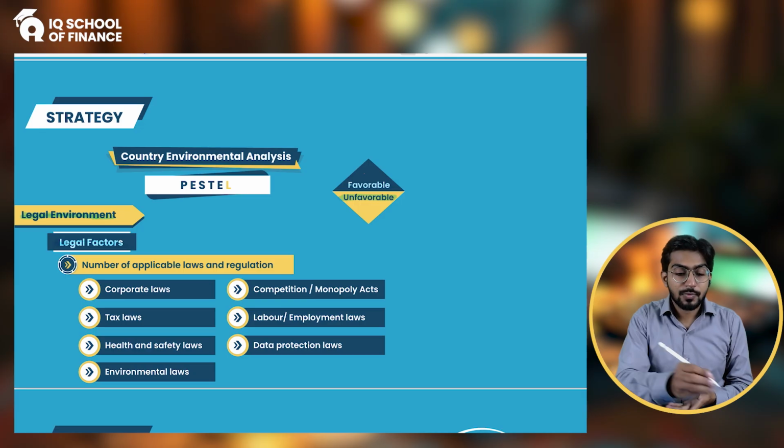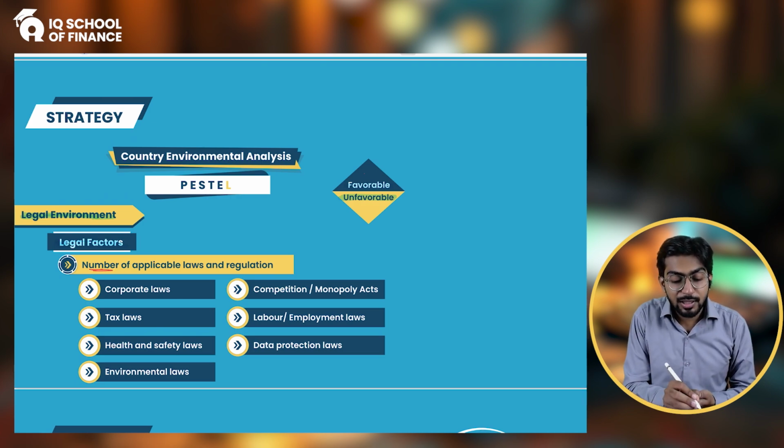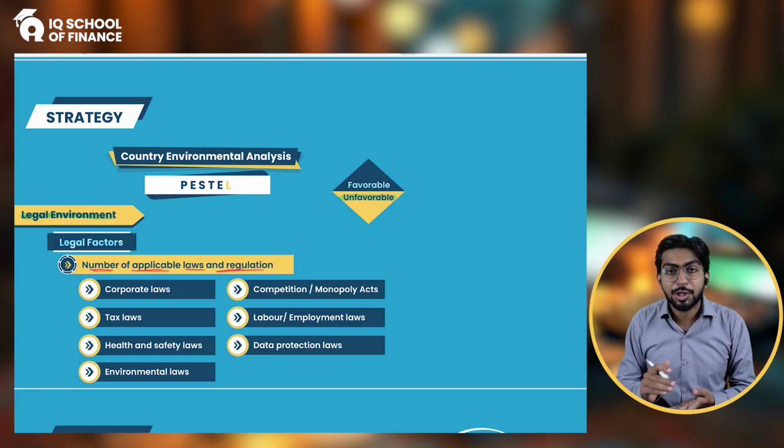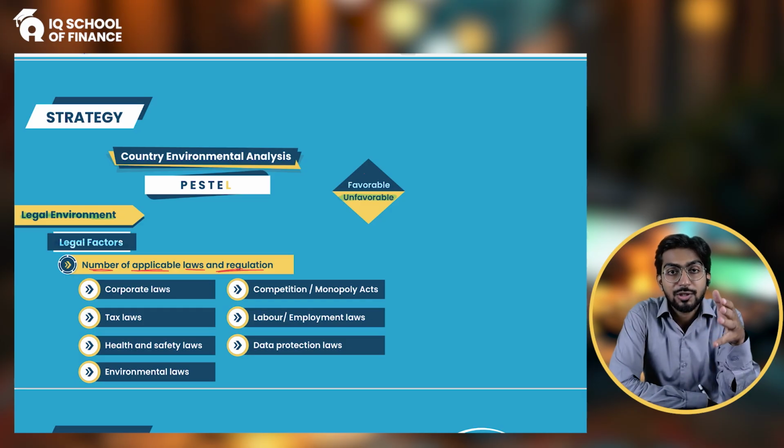All right. So when you are analyzing the legal environment, what you need to do is focus on the number of applicable laws and regulations. You have to identify how many laws and regulations are applicable to the business, because I don't know how many of you have played any sports on the ground, or ridden a bike, or driven a car, or whatever. Whatever we do, we like to do it freely. We do not like too many restrictions.